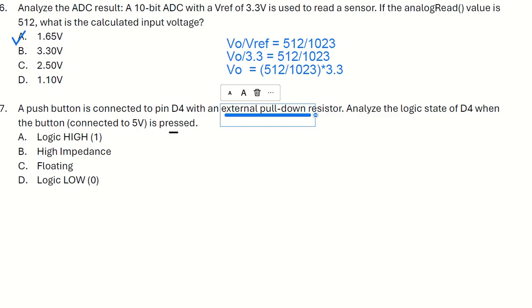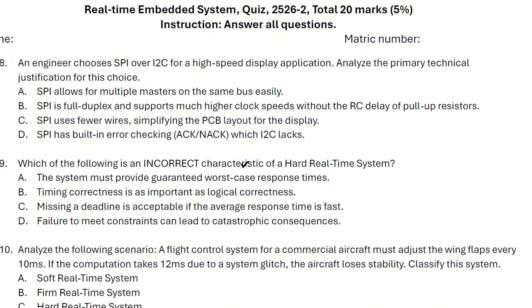Okay, analyze the logic state of this pin when it's pressed. So when it's pressed, it's active high. So the answer is definitely A. Okay, high impedance. High impedance, we cannot say it's wrong, but the question is to analyze the logic state of D4. So the answer still remains A. So logic state is only high, floating or low. So the answer is A. It's very straightforward.